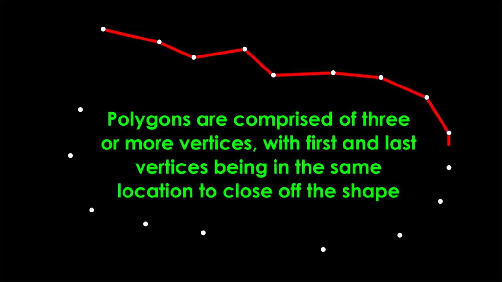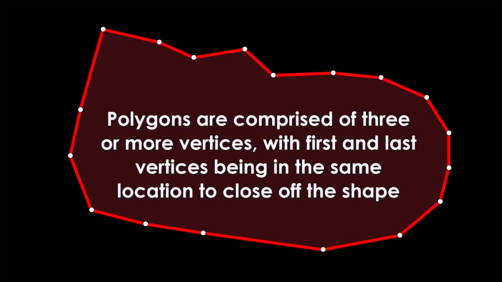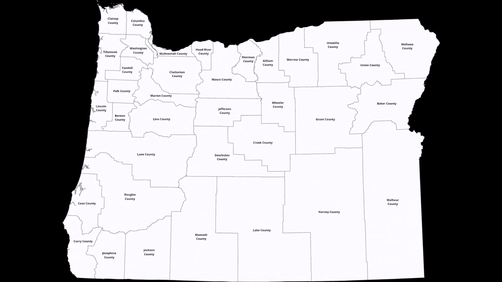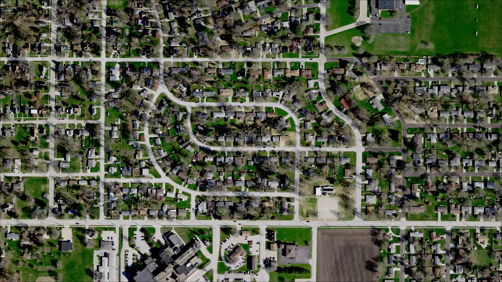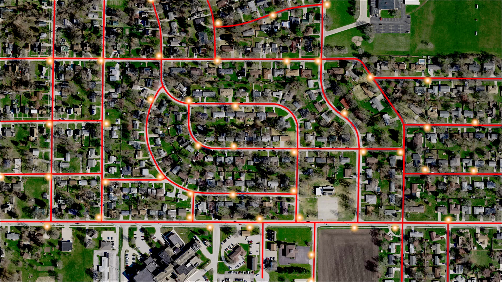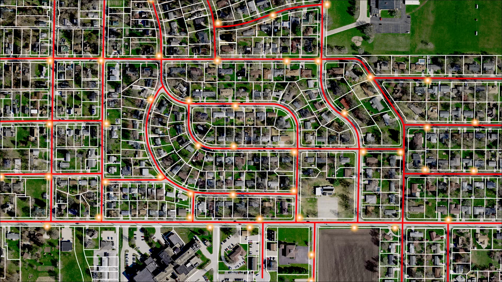A polygon is a closed shape formed by a sequence of connected vertices. Polygons are comprised of three or more vertices, with the first and last vertices being in the same location to close off the shape. In this map, the polygons are counties in the state of Oregon. Let's look at this neighborhood and see how we might use points, lines, and polygons to represent features in this space. We have individual points, which in this instance are street lamps. We have lines, which are city streets, and we have polygons, which are the parcels of land.